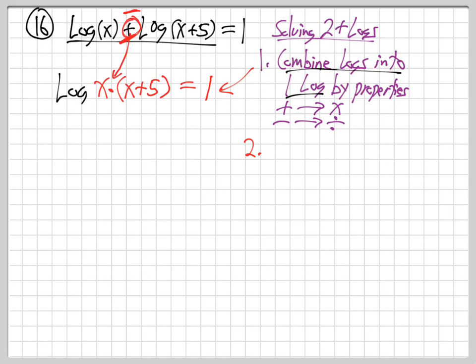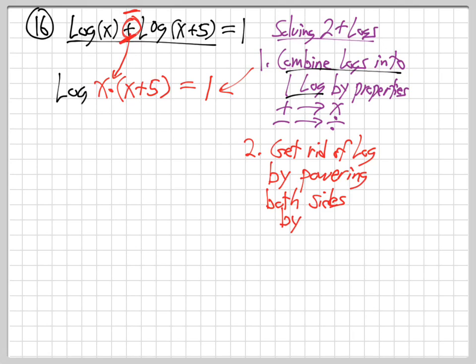Step 2, get rid of the log by powering both sides by the base. Right? We've talked about that. So let's bring it down a level here. Log of x times x plus 5 equals 1. What's the base? I don't see a base here. So what's the invisible base? For the regular log word, it's 10, isn't it? If that was ln, natural log, the base would be e. So there's an invisible 10 there.